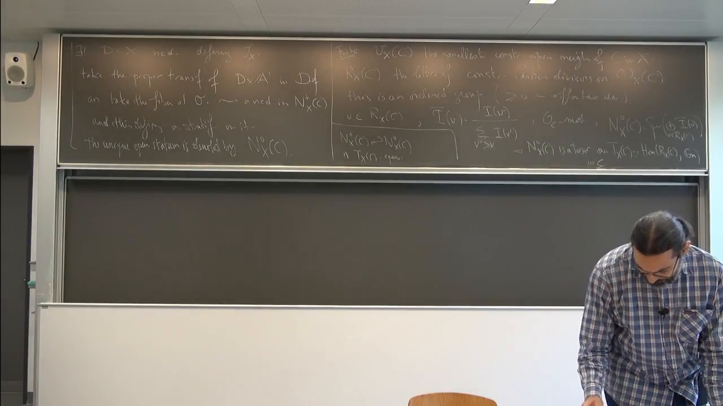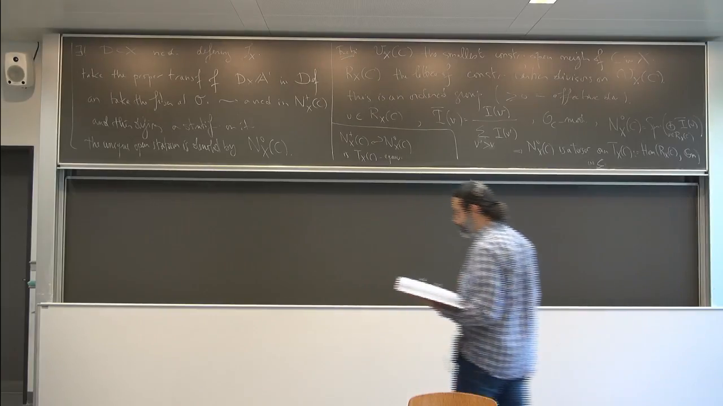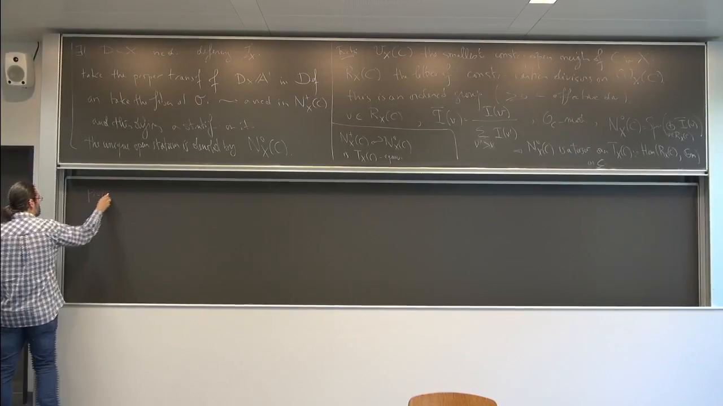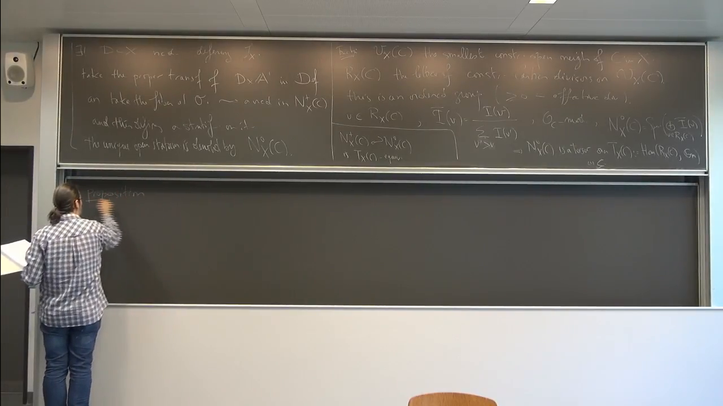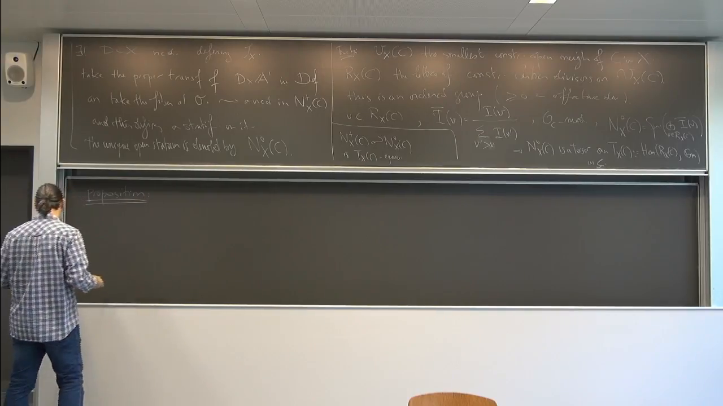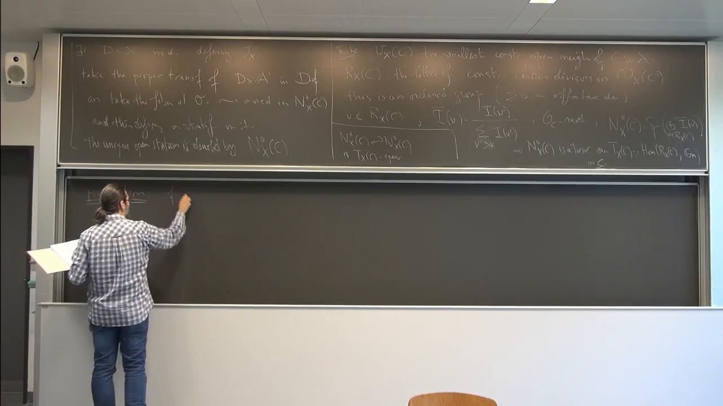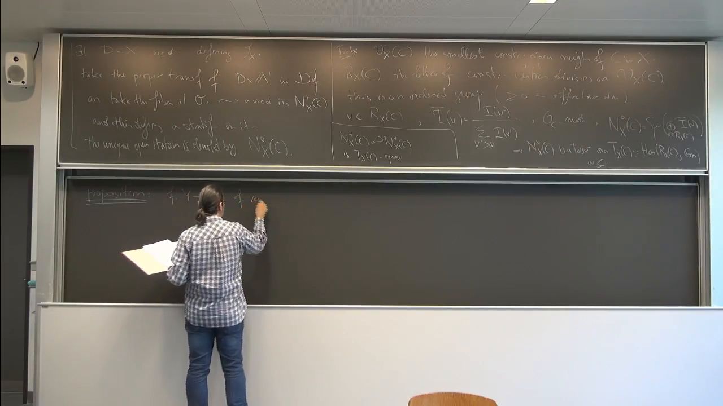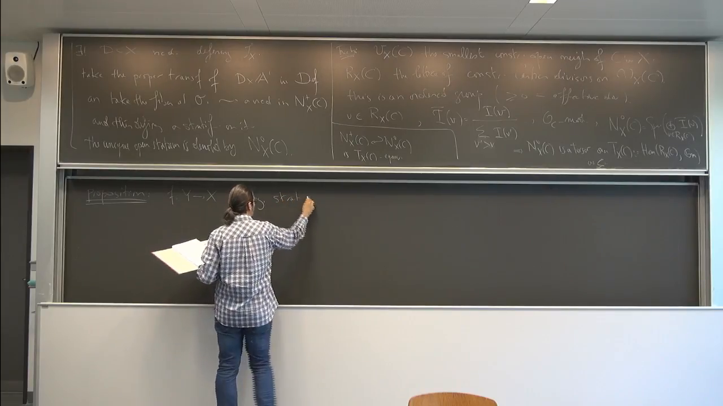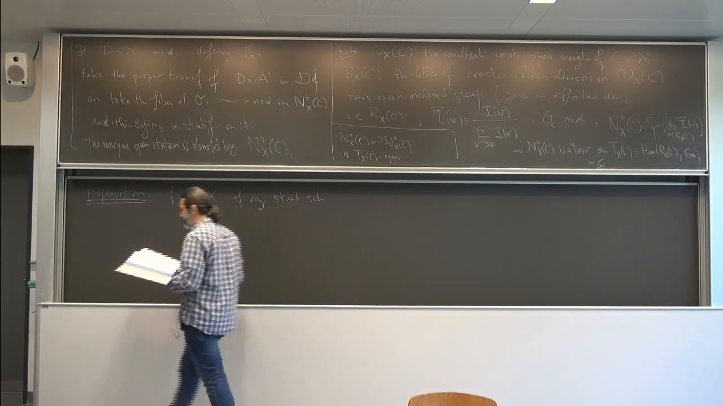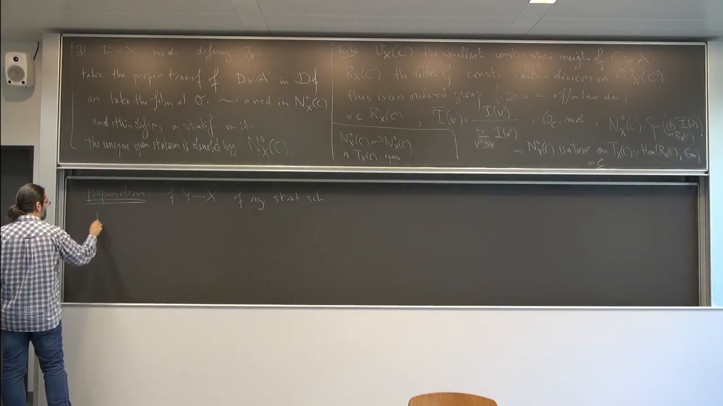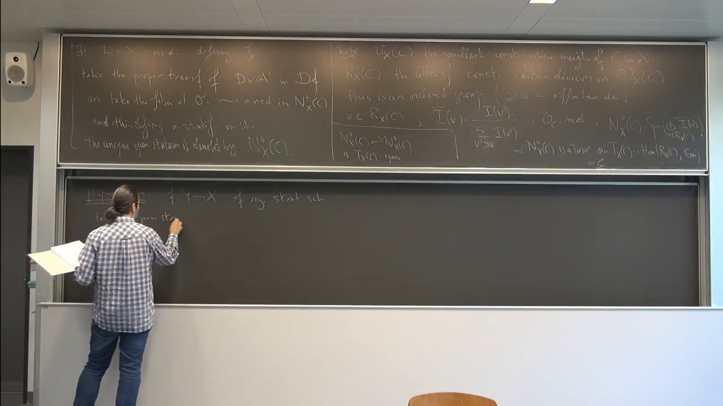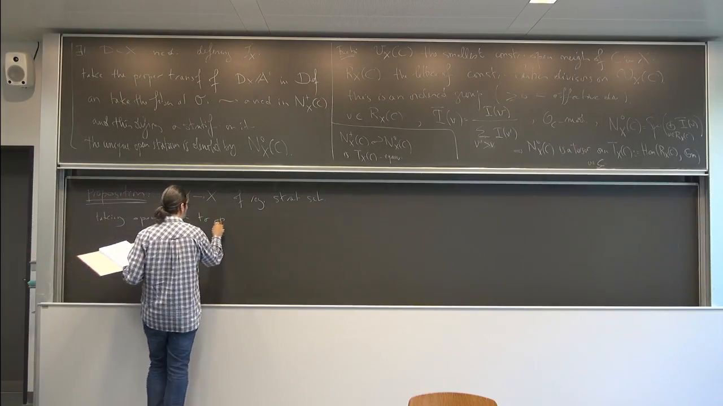So I need to list now some functoriality properties of this construction. I do this without proofs, and the proofs are really very easy. So let's take a morphism of regularly stratified schemes taking open strata to open strata.